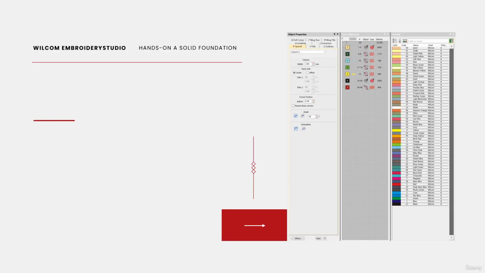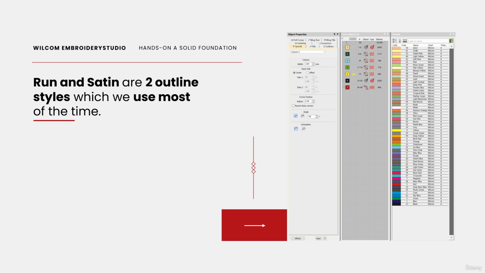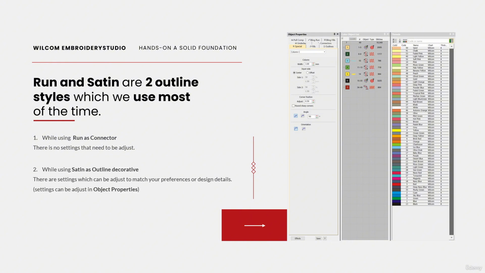Run and satin are the two outline styles which we use most of the time: run as connectors and satin as decorative outline. While using run outline as connectors, there are no settings that need to be adjusted. While using satin as decorative outline, there are some settings which can be adjusted to match your preference or design details. Settings can be adjusted in object properties.